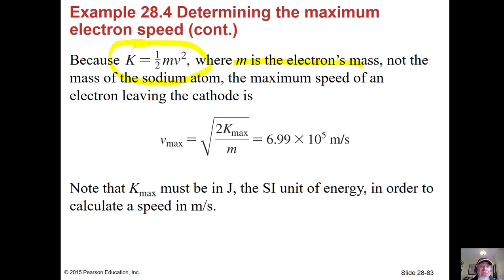So 2 times the kinetic energy divided by the mass, take the square root of that, will give you the speed. So you can see why the kinetic energy has to be in joules. The mass here is in kilograms, so to make the units work out, you can't leave the energy in electron volts. You won't get the units to work out to meters per second, as it says down here. Okay, good.